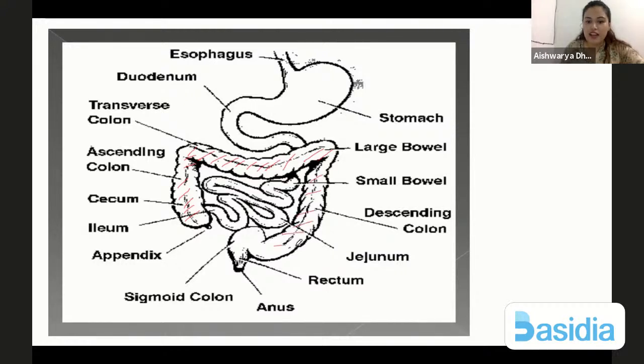Now, if you see here, the large intestine can also be divided into three parts. First, we have the cecum. Cecum is nothing but the opening. The ileum will send whatever undigested food material is there into the cecum. Cecum then opens into the colon.